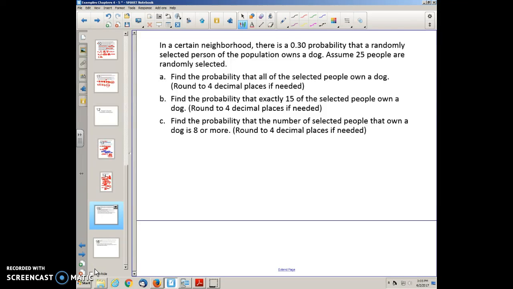The 25 people that are randomly selected are considered the 25 trials, so n equals 25. There is a probability of success, which is to own a dog. That's 0.30. There is also a probability of failure, Q, which is 0.70. It's 1 minus P. And then X changes depending on the particular question. So in A, find the probability that all of the selected people own a dog would be the same as saying, what's the probability X equals 25 people? Find the probability that 25 people own a dog. So probability X equals 25.